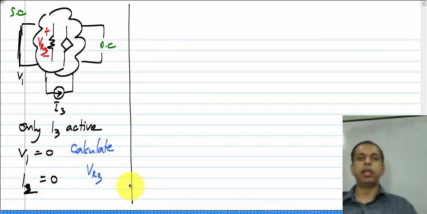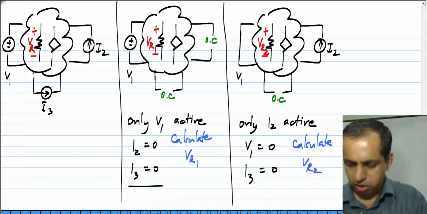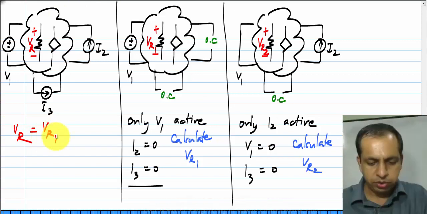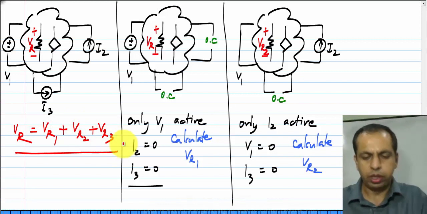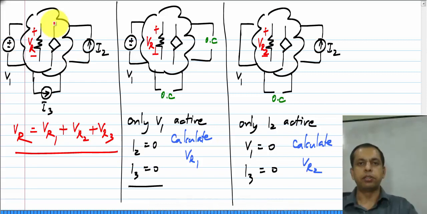So, there were 3 independent sources. I do the analysis 3 times. Each time I keep only one of the sources to be non-zero and all the remaining ones to be 0. Now, what does it mean? For voltage sources, setting them to 0 means replacing them by a short circuit. For current sources, setting them to 0 means replacing them by an open circuit. Okay. Then, for the full solution VR, I sum the 3 individual solutions VR1 plus VR2 plus VR3. Okay. So, this is how I can get the solution to the circuit, which contains 3 independent sources.